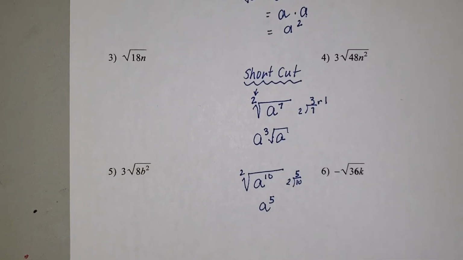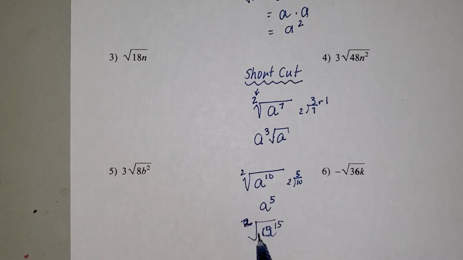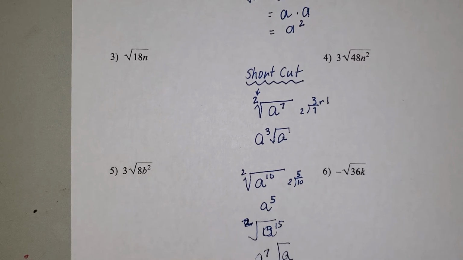Let me show you again. Square root of a to the 10th. Divide 2 into 10, and you get 5. That's a to the 5th. If we had the square root of a to the 15th, sorry about that, we would say 2 goes into 15 7 times, and there's 1 left over, and the leftover goes inside a radical sign.